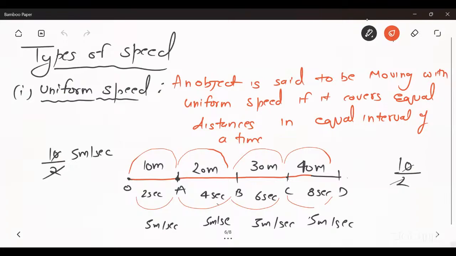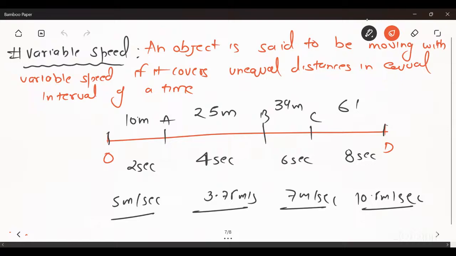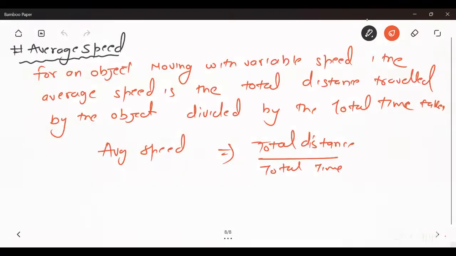If it covers equal displacement in equal intervals of time, then we can say it has a uniform speed. Next, if it covers unequal displacement in equal intervals of time, that is variable speed. If an object is moving with a variable velocity, the average velocity is defined as the total displacement traveled over the total time interval. So the same definitions apply to uniform velocity, variable velocity, and average velocity.